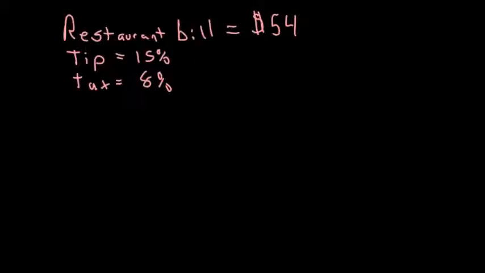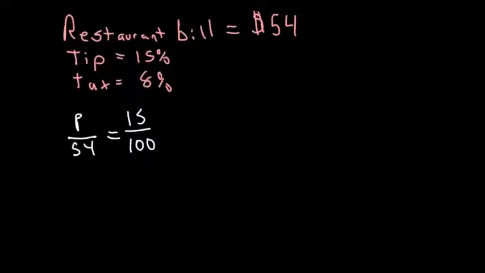Alright, so let's do one more. So I got a restaurant bill. Family went out to eat, $54. And I'm going to leave a tip at 15%, and the sales tax is 8%. So let's figure out how much the tip is first. And I'll go back and use a proportion on that. So 54 was my bill, and I'll put P for tip, because it ends in a P. Doesn't really matter what letter you put. And then 15% over 100.